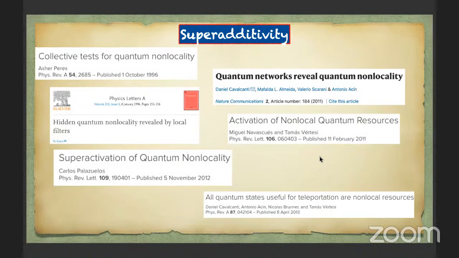So just to tell you that these superadditivity questions, or activation of quantum nonlocality and hidden quantum nonlocality by local filters, were addressed at different times over the years. This is an important question, one of the fundamental questions that people have addressed. And also now in quantum networks, when we certify entanglement, at the same time we can address these questions of activation.